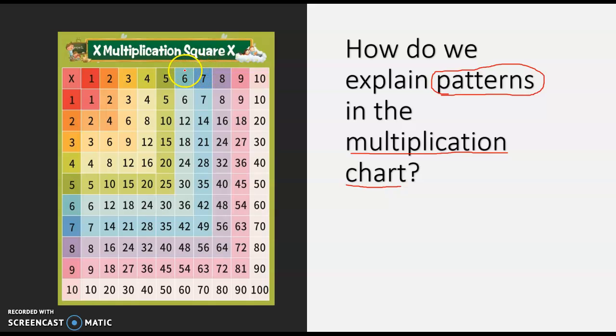So if we were doing 6 times 3, we'd find the 6 and the 3, and we would look for where they meet. So 6 times 3 is 18.